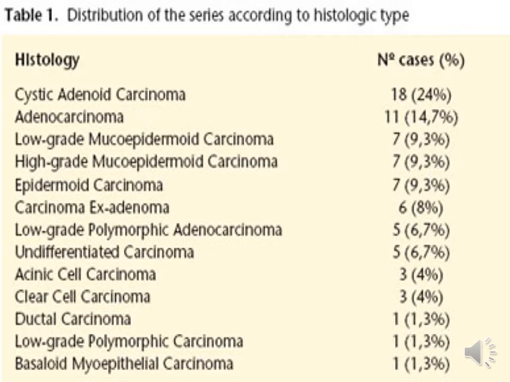This figure shows the distribution of cancers according to histological findings, the histology and the number of cases. Adenoid cystic carcinoma, about 80%; adenocarcinoma, about 11%; low-grade mucoepidermoid carcinoma, high-grade mucoepidermoid carcinoma, and epidermoid carcinoma, 7%; carcinoma ex-pleomorphic adenoma is 6%; low-grade polymorphous adenocarcinoma and undifferentiated carcinoma is 5%; acinic cell carcinoma, clear cell carcinoma, about 3%; and ductal carcinoma, low-grade polymorphous carcinoma, basaloid myoepithelial carcinoma is about 1%.